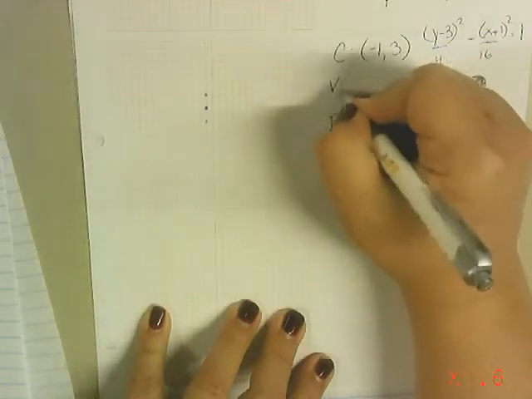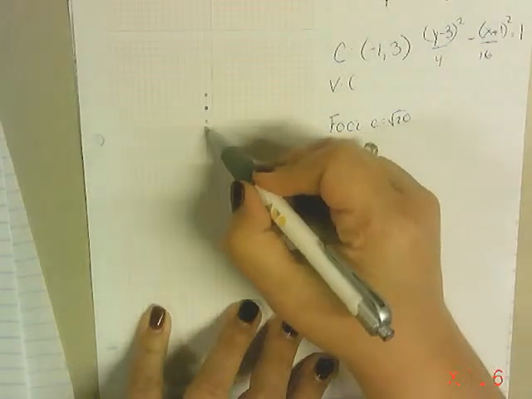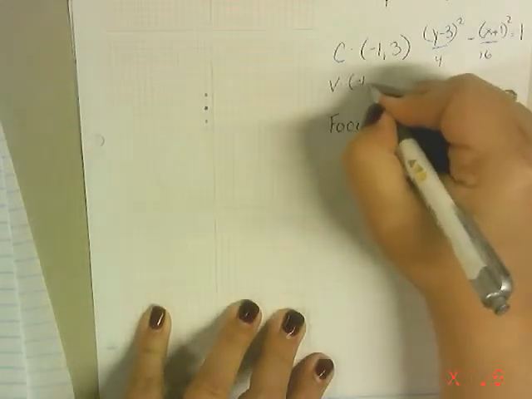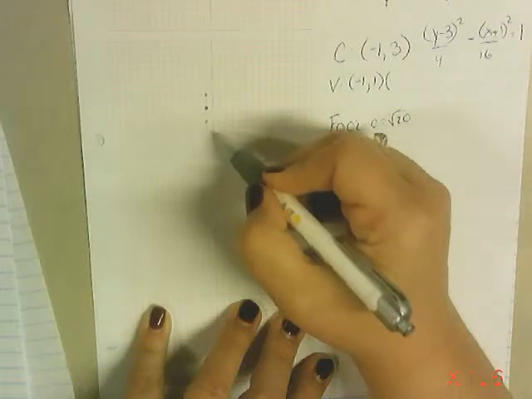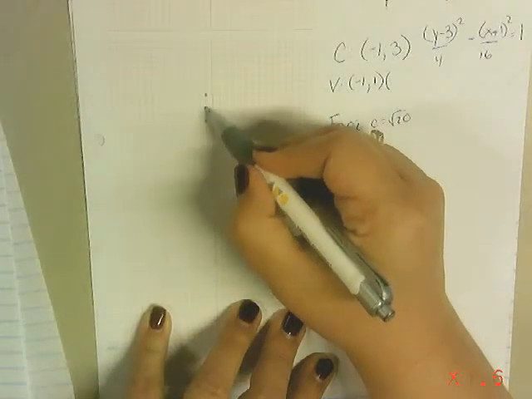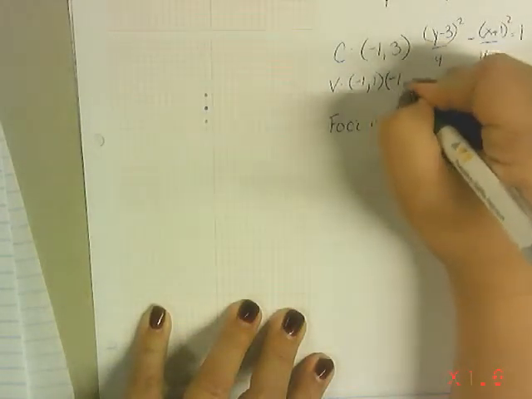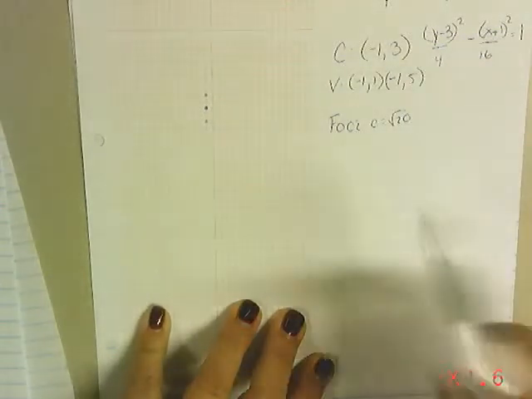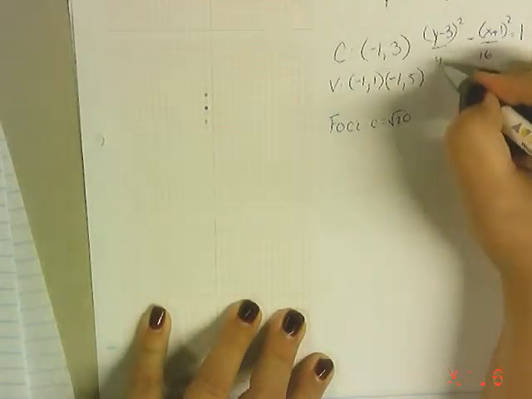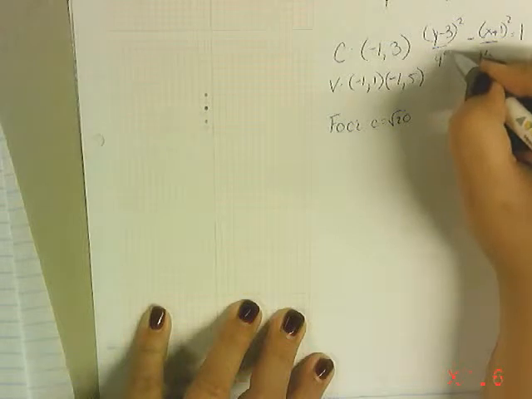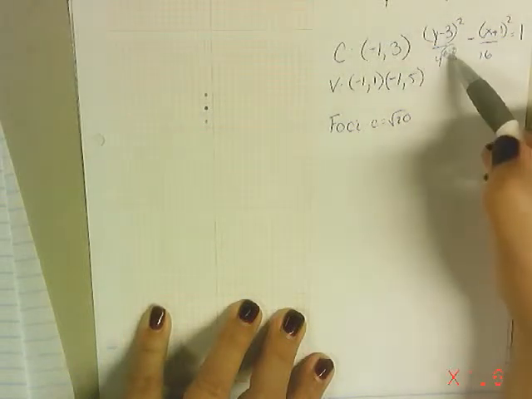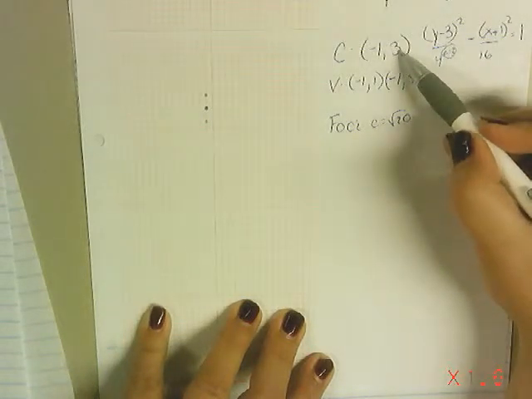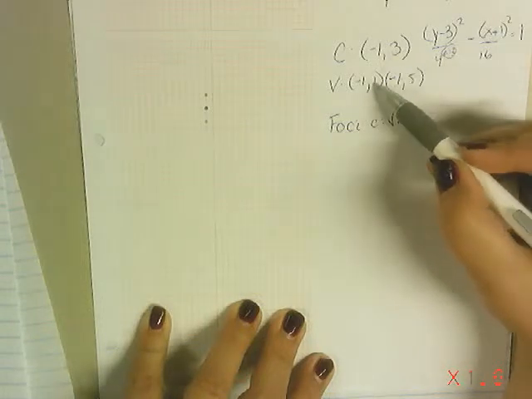So I'm going to go ahead and write those down. So that's -1, 1. And that's -1, 5. And again, we could have gotten that mathematically, because if this is 4, that means a is 2. I'm going 2 spaces in the y direction. So 2 spaces from 3 is 1 and 5.